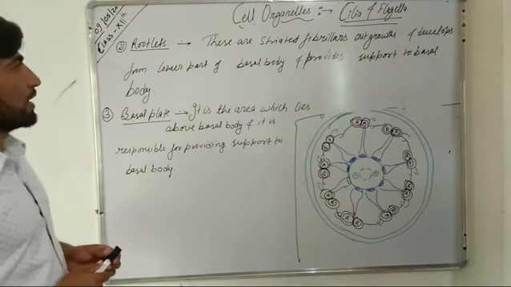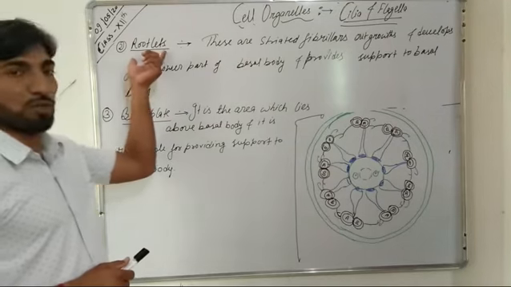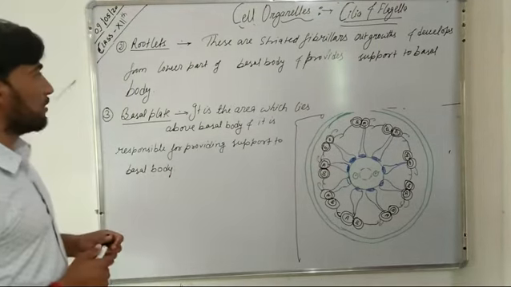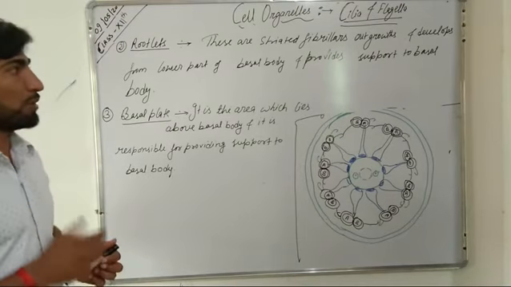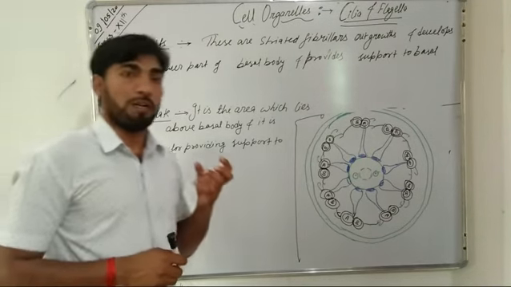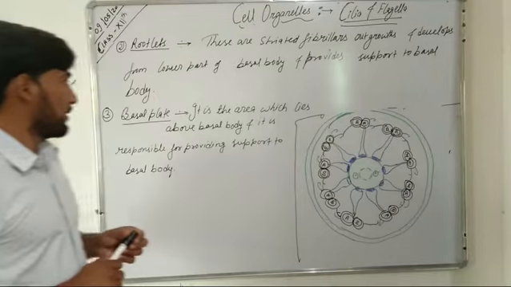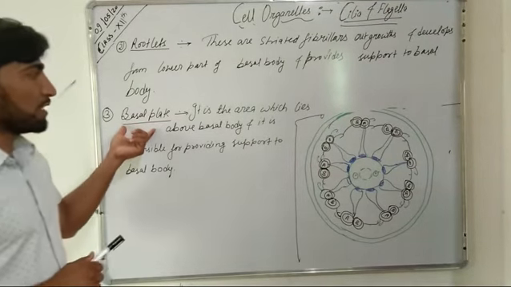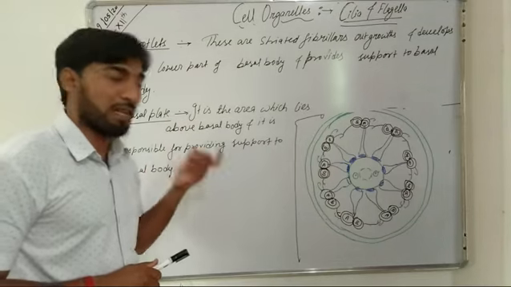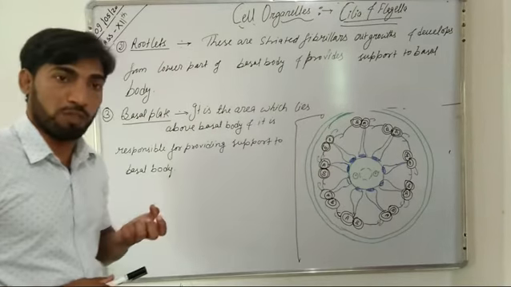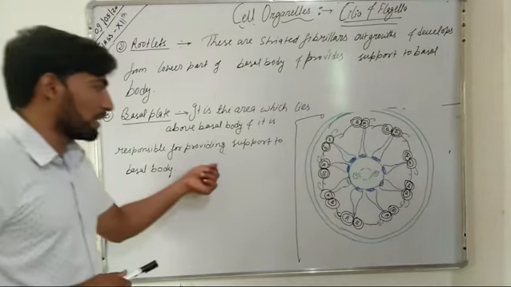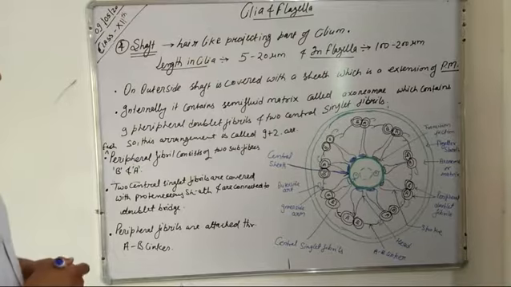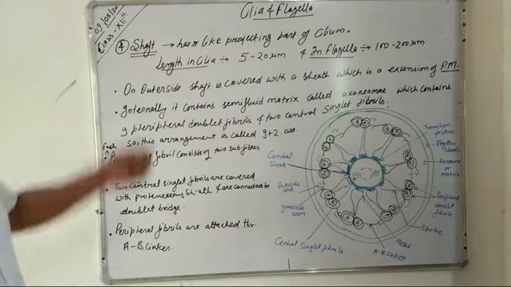Now come to the second part of cilia and flagella, that is rootlets. These rootlets are striated fibrillar outgrowths that develop from the lower part of the basal body, and they are responsible for providing support to the basal body. Now the third part is the basal plate. This basal plate is the area which lies below the basal body, and it is also responsible for providing support to the basal body.